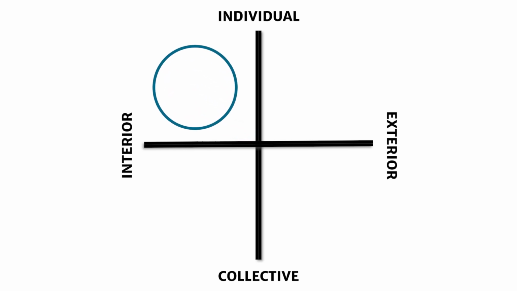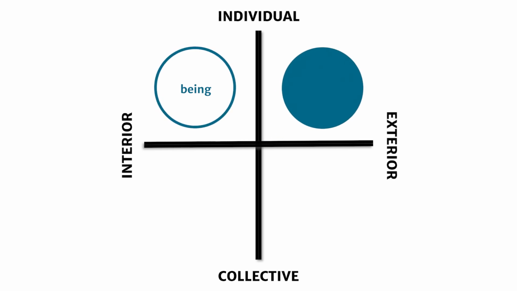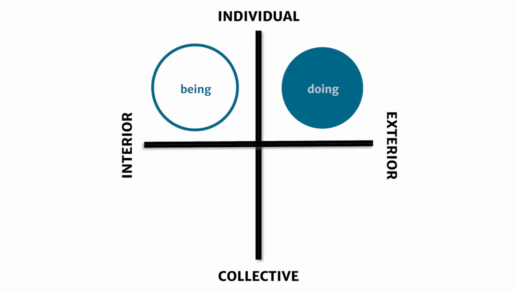So the upper left quadrant can be simply described as being. This quadrant focuses on an individual's internal subjective experiences, such as thoughts, emotions, beliefs, and values. It's labeled being because these elements constitute the core of an individual's sense of self and inner world. And then the upper right quadrant, the individual exterior, I call that doing. The doing quadrant represents an individual's observable behaviors, actions, and skills. It includes the tangible, measurable aspects of a person's life, such as their physical health, habits, and performance, etc.